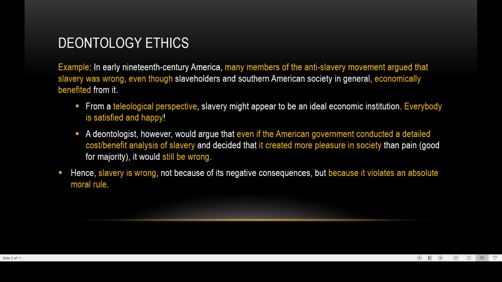The society might have economic development, the greatest good for the greatest number of people might be there, but from a deontological perspective, human beings are exploited. They cannot be used as a means. So this is wrong. Hence, slavery is wrong, not because of negative consequences, but because it violates an absolute moral principle that humans cannot be used as a means to an end.